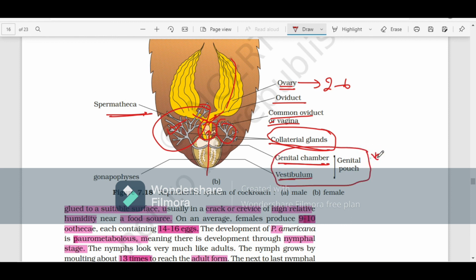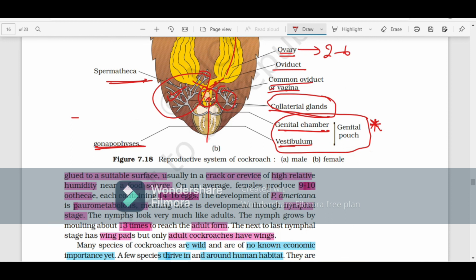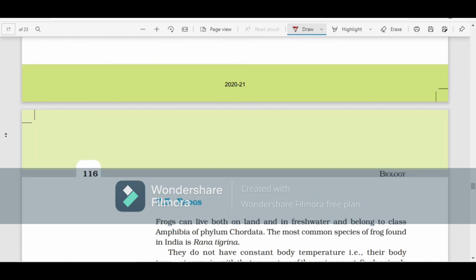Note, we'll usually ignore it, right? So it's to be noted. Gonapophysis. That's it. So this completes the cockroach part.